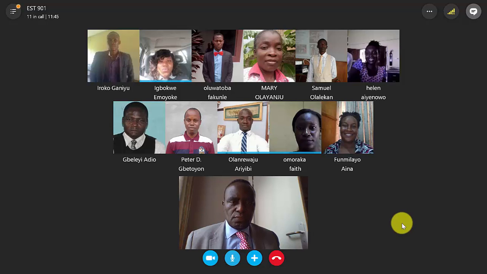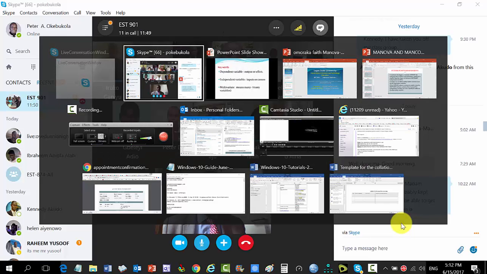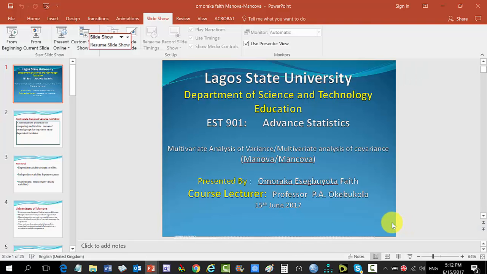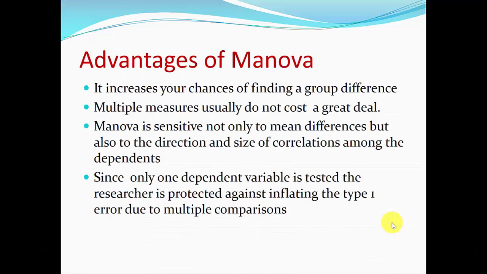MANOVA increases your chances of finding a group difference. MANOVA is sensitive not only to mean differences, but also to the direction and size of correlations among the dependents. Since only one test is run, the researcher is protected against inflating the type 1 error due to multiple comparisons.